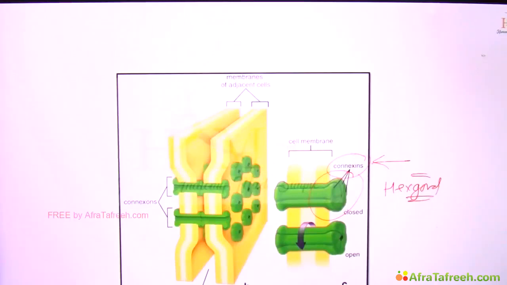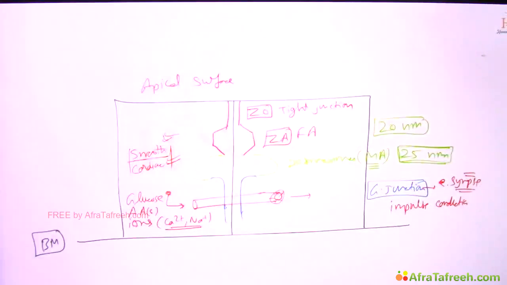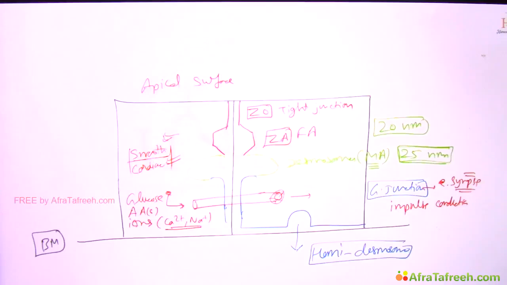Anyway, as you are coming down, you will find that there is a half desmosome here, which is called a hemidesmosome. What is the job of the hemidesmosome? The job of the half desmosome, or hemidesmosome, is to attach the cell to the basement membrane. So the hemidesmosome attaches the cell to the basement membrane, whereas desmosomes attach cells with each other.